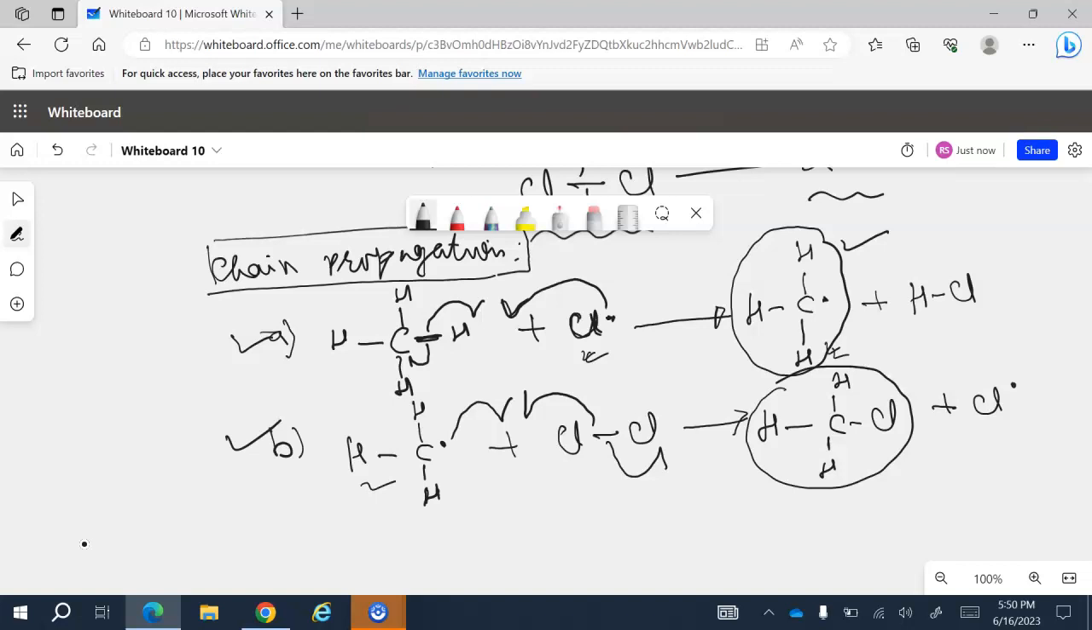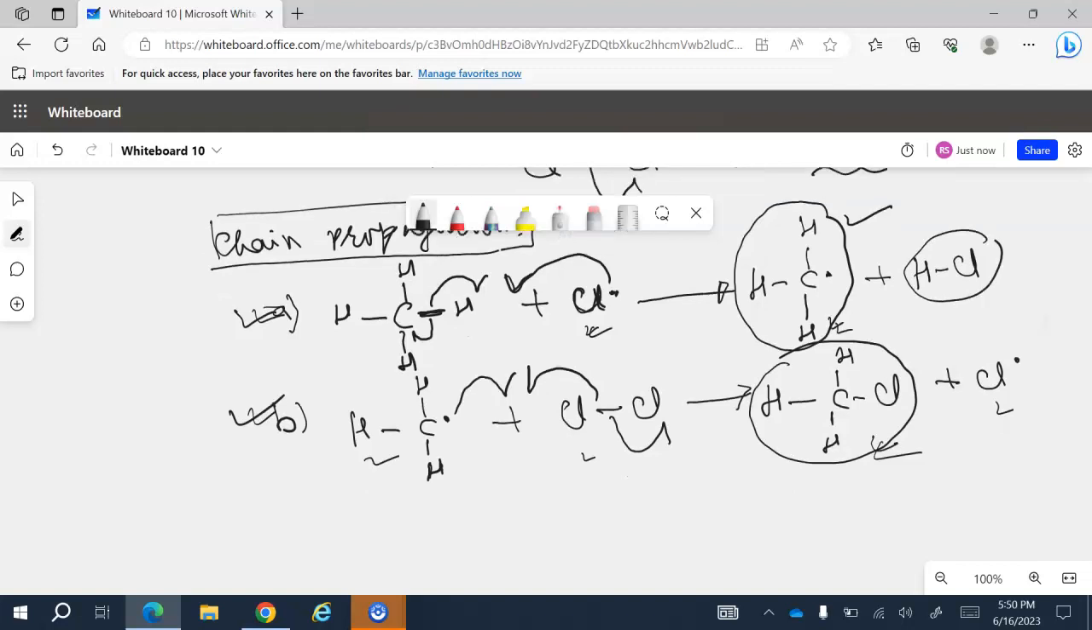Methyl radical reacts with chlorine molecule to generate the chlorine radical, and this process will continue until you have enough substrate there. Once the substrate is all used up, it will have to go to the termination step. So this chain propagation step is the step where you have generated your product and the side product. That is how the reaction takes place.